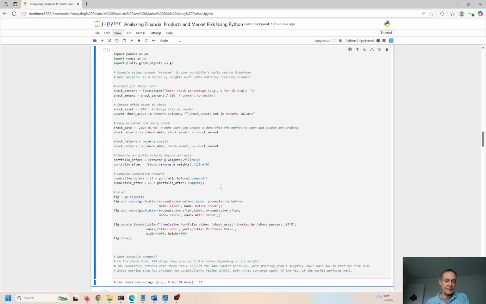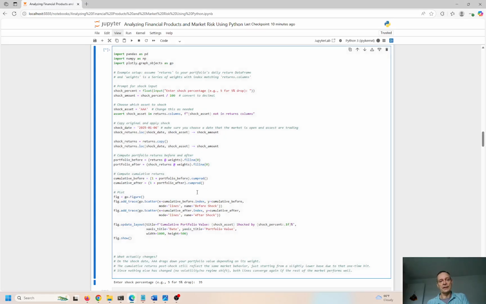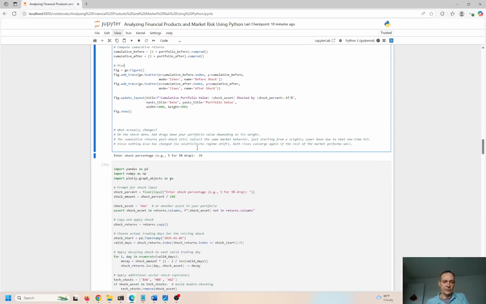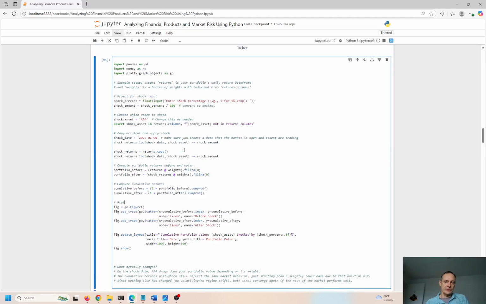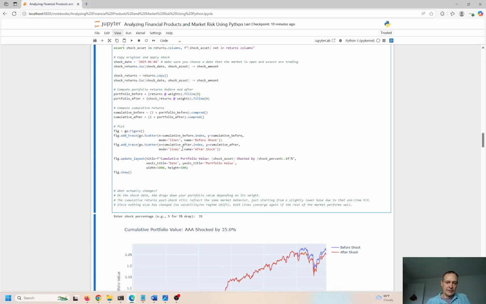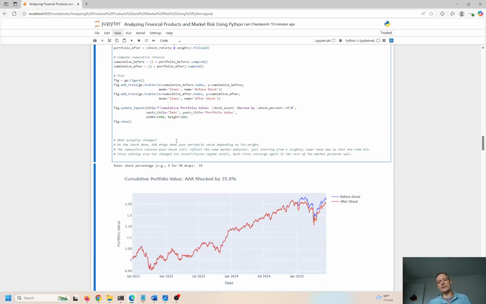Let's add a bigger shock and see what the effect is. Let's say 35%. And this does happen, right? Sometimes stocks open 35% down from close the previous day. So if we add in this shock to the system, let's see what kind of impact we have. Okay, we're assuming AAA drags the portfolio down. But again, it depends on the weight. If this is a smaller position in the portfolio, it might not have much of an impact at all. If this was a substantial position in the portfolio, it's going to have a major impact on the portfolio, right?